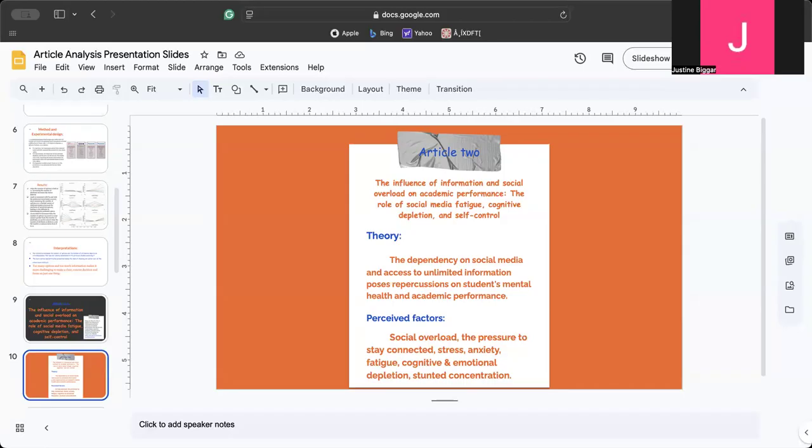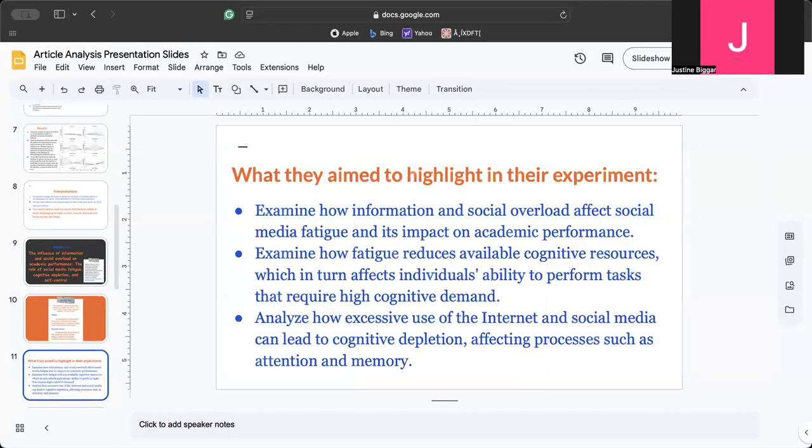And keep note of what I just said because those all play into each other in the results section. So, what they aim to highlight was how information and social overload can affect social media fatigue and its impact on academic performance, and how fatigue reduces the ability for cognitive resources, which in turn affects individuals' ability to perform tasks that require high cognitive demand.